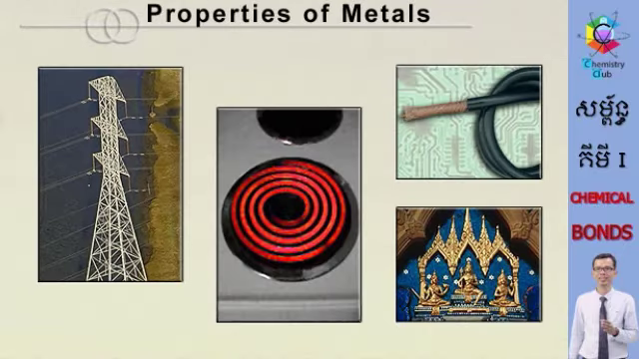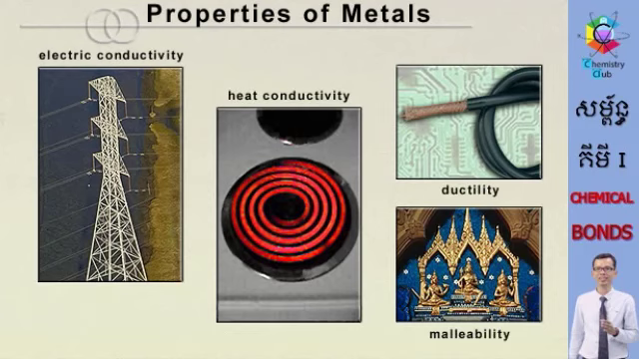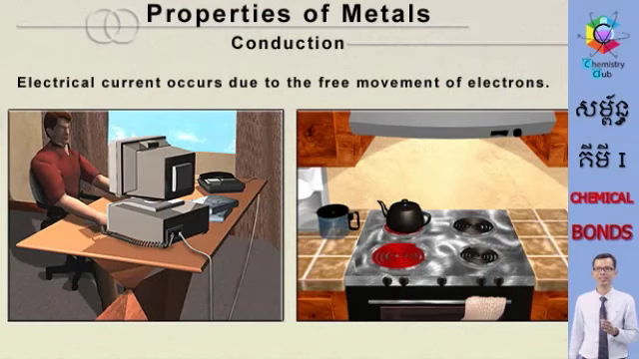The electron sea model also explains properties of metals, such as electric and heat conductivity, ductility, and malleability, which you will learn about soon. Electric current occurs due to the free movement of electrons. Metals make good electric conductors because the electrons constantly move throughout the metal. For the same reason, metals are also good conductors of heat. The movement of electrons allows the rapid passage of heat throughout the metal because the electrons transfer thermal energy.